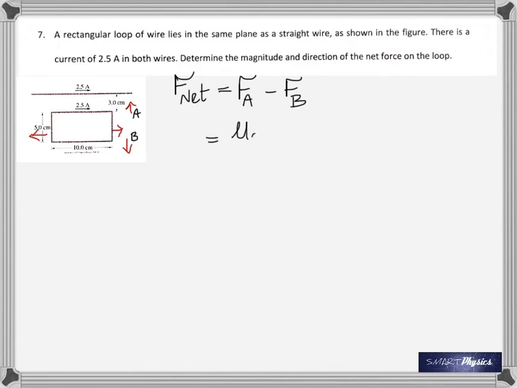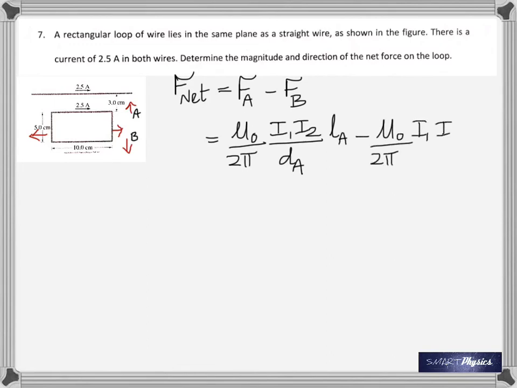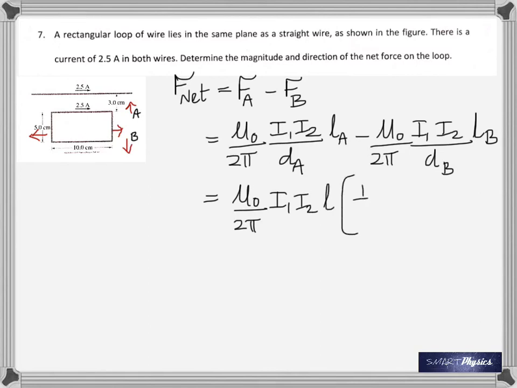Now as I explained, the net force is Fa minus Fb, that is the force on A minus the force on B. And force is given by this formula. Everything is clear there, because this is the length of A, that's the distance of A, and same thing with B. I can take out the common factors, and the length is also common in this case. Both have the same length, so I only have 1 over dA minus 1 over dB.